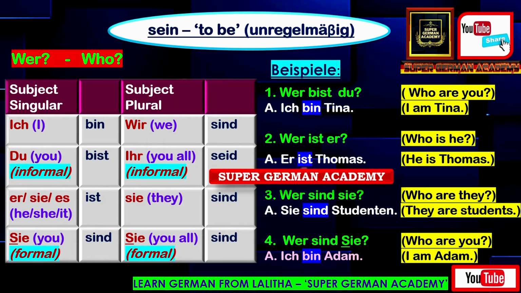Er ist Thomas. He is Thomas. See the conjugation here in the table. For er it is ist, that is, he is. So wer ist er means who is he. Er ist Thomas means he is Thomas.